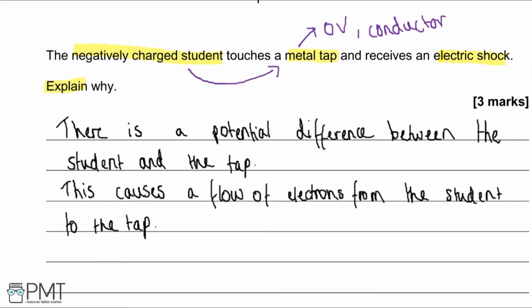And for our final point, we need to mention that this means that the charge has been earthed. This means that the charge has moved from this negatively charged body, the student, to the earth. So the student has been discharged, or their negative charge has been gotten rid of.